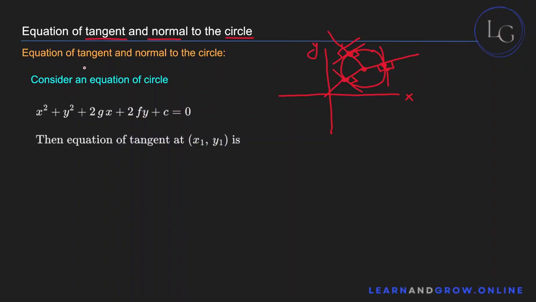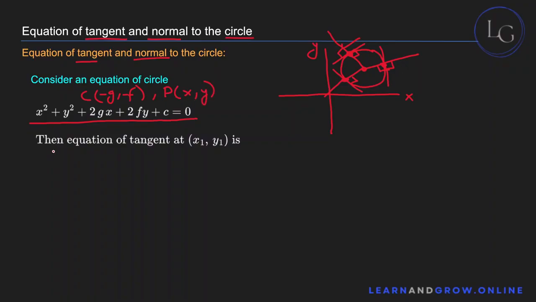So now that you've covered what the tangent and the normal to the circle are, let's see how you can find the equations for the normals and the tangents. So this is the equation of a circle, with its center at (-g, -f). This is the center, and any point on the circle being x and y.